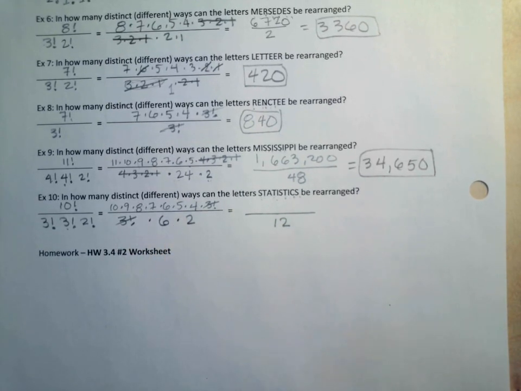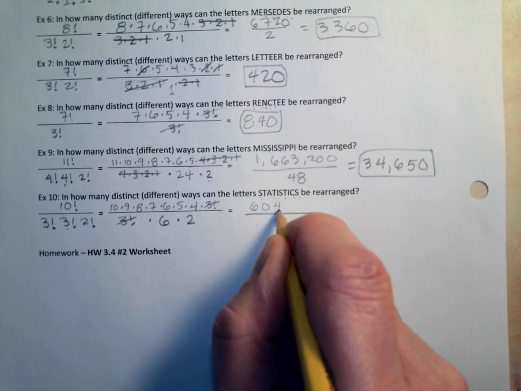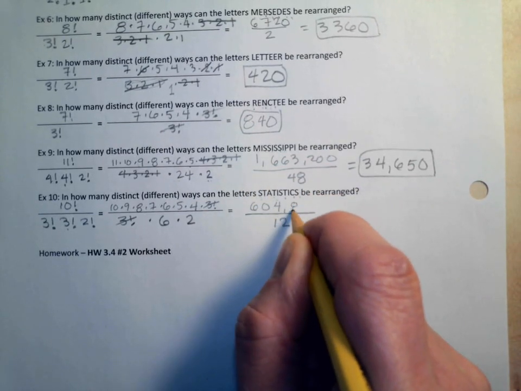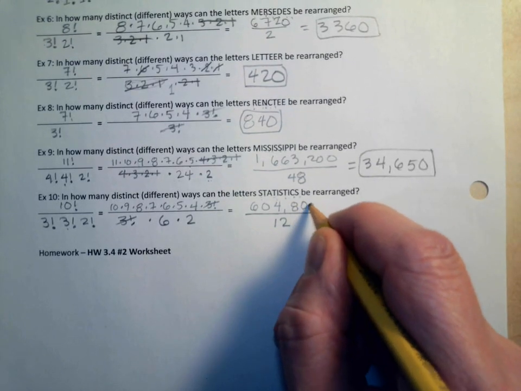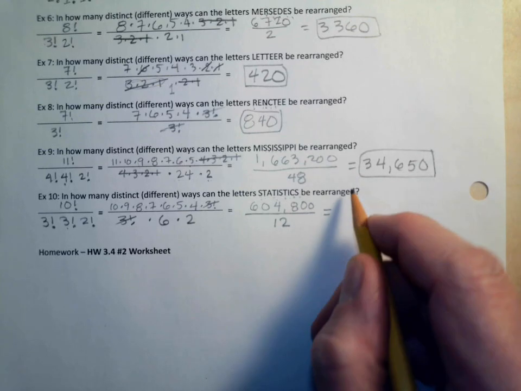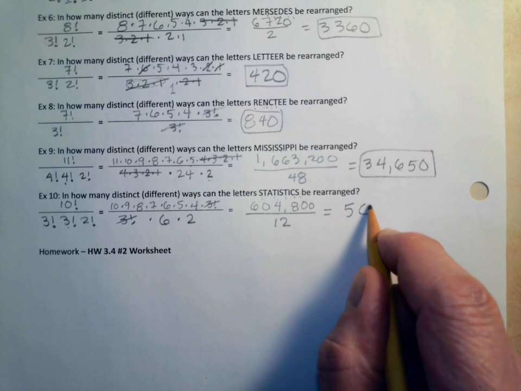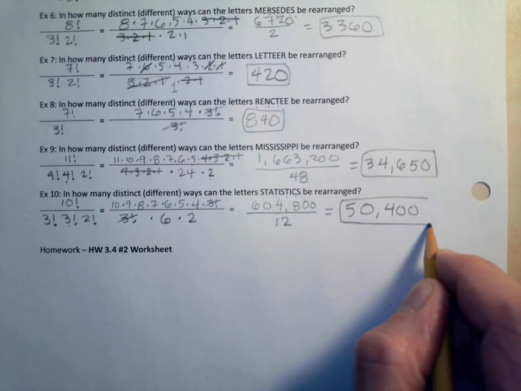Okay, so let's do 10 times 9 times 8 times 7 times 6 times 5 times 4. So I get 604,800. And now I'm going to divide that by 12. All right, so I get 50,400 ways of doing that.